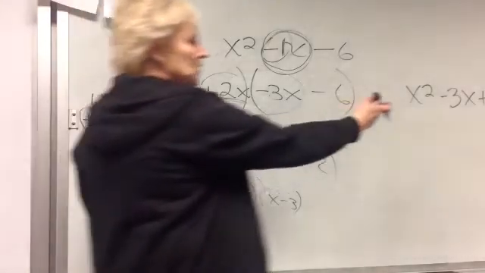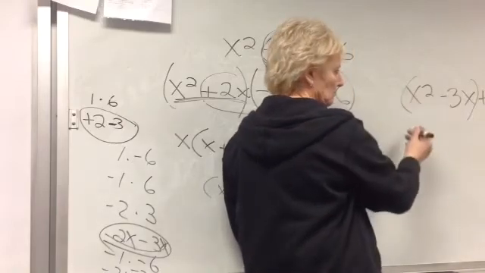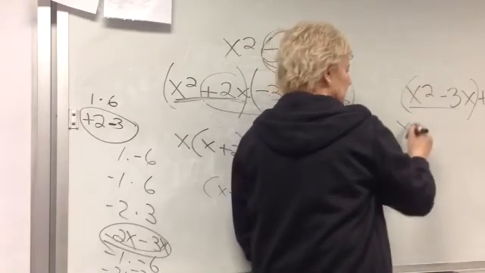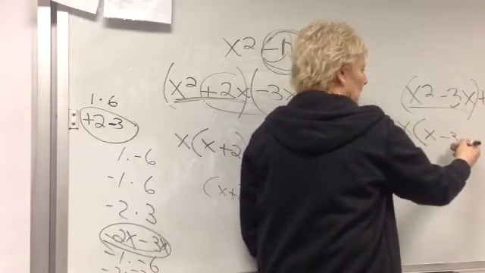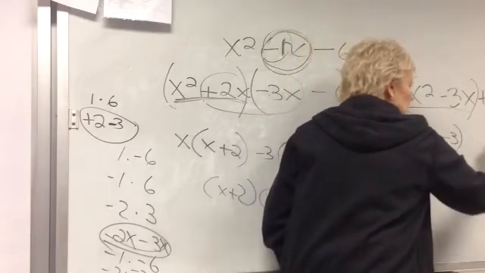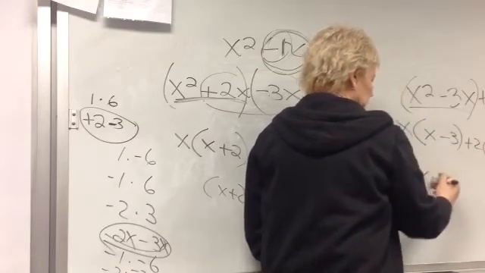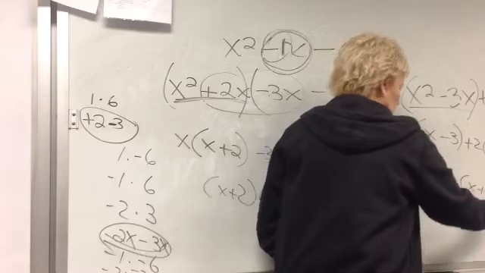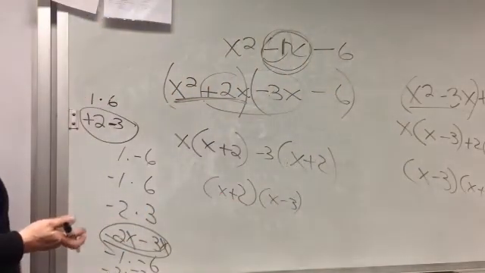Now let's say you chose this order. What's the greatest common factor? X. How do you get that back? X times 3. All right, write it again. How do you get back to 2? 2. Same answer. Doesn't matter what order you write them in.